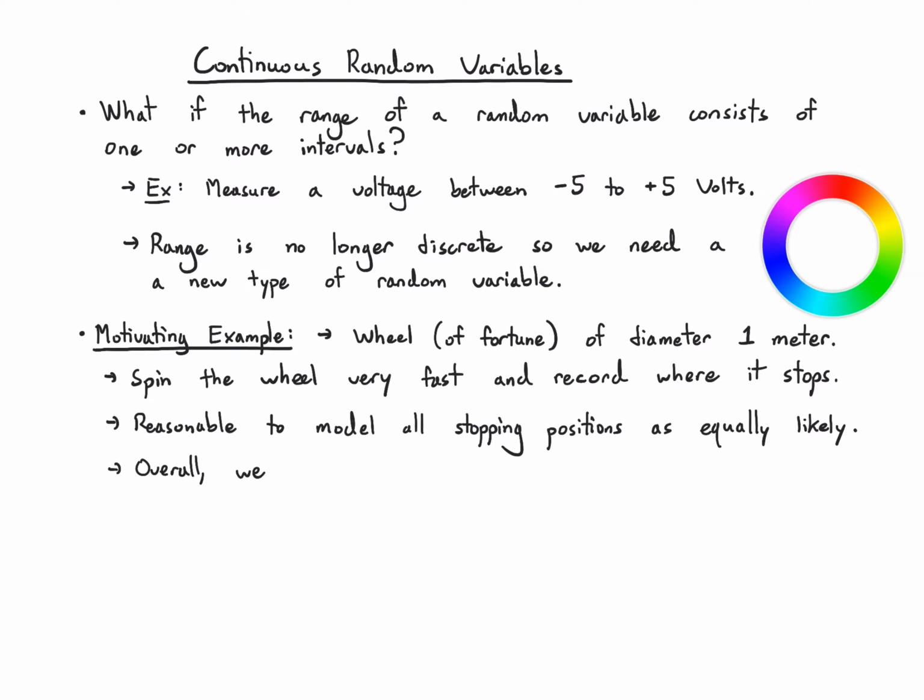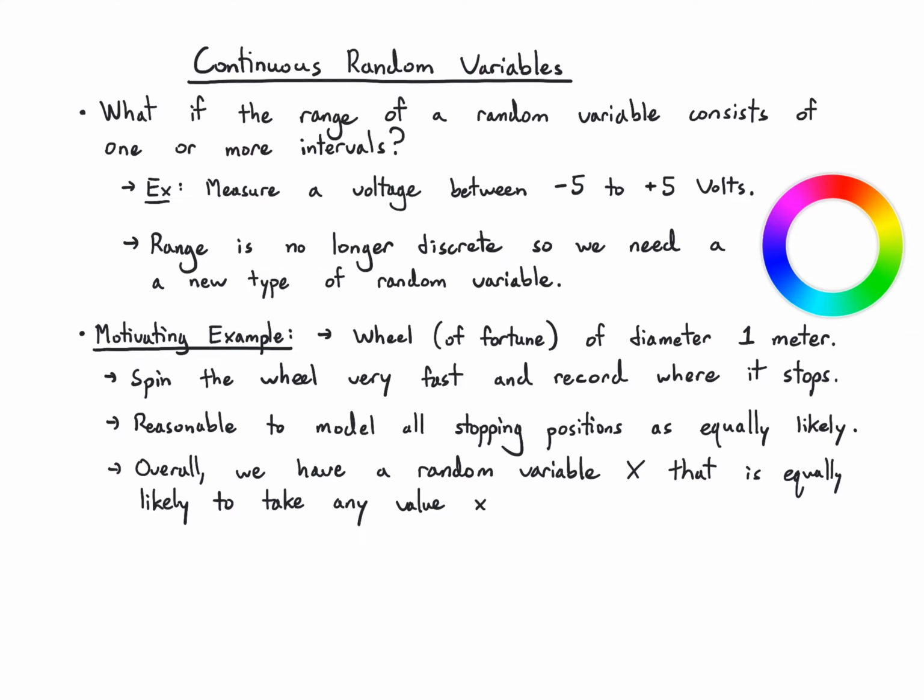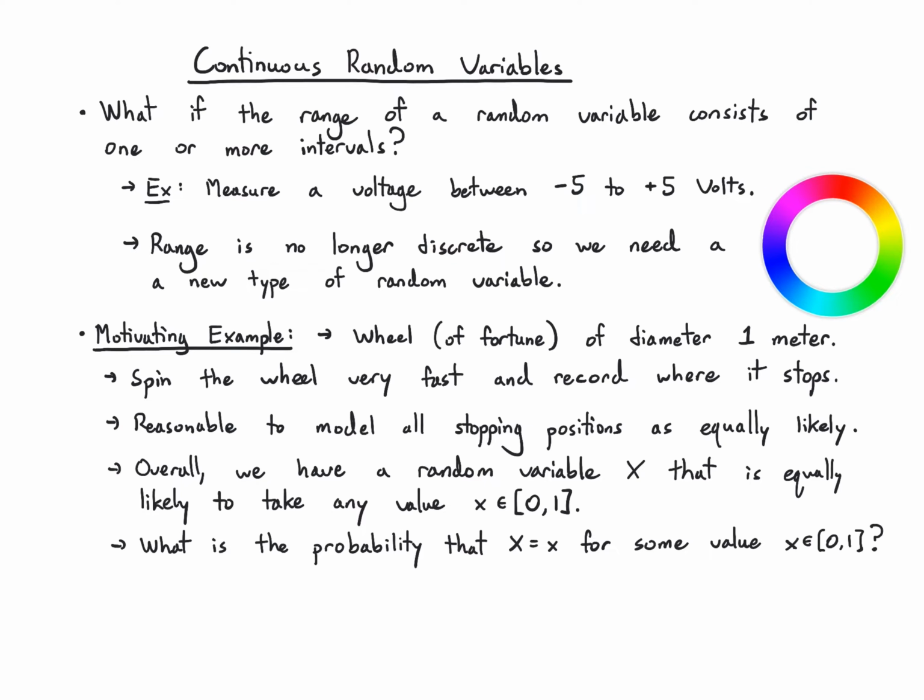So what we have is a random variable, and we'll call it X, and we'll say it's equally likely to take any value in the unit interval between 0 and 1. What's the probability that it takes a specific value? Let's say I'm wondering if it takes a value exactly 0.50000000. Intuitively, this should be 0 because it's extremely unlikely that I get exactly the decimal representation that I picked.